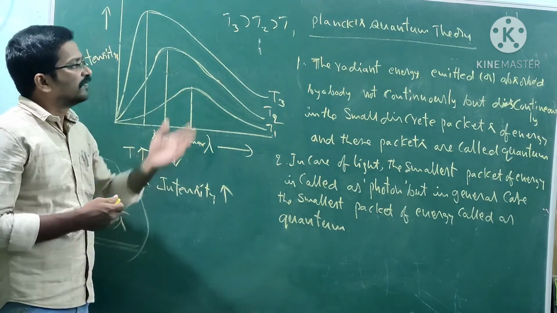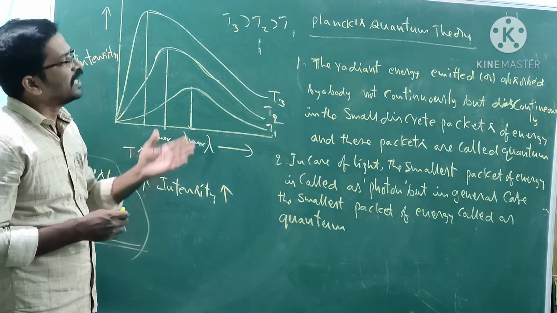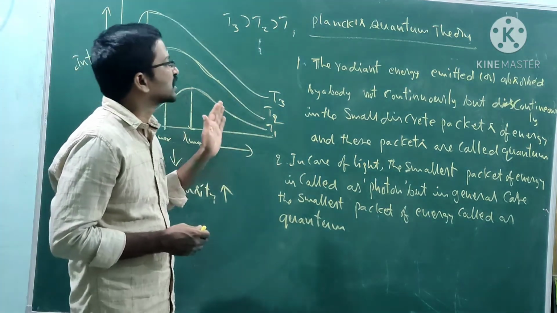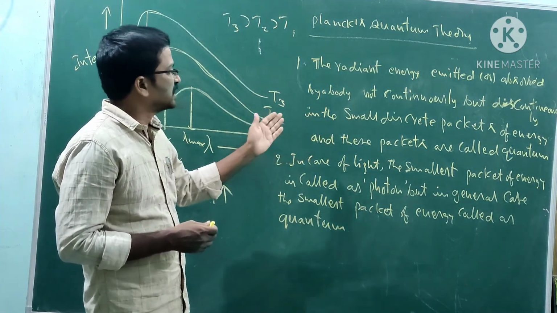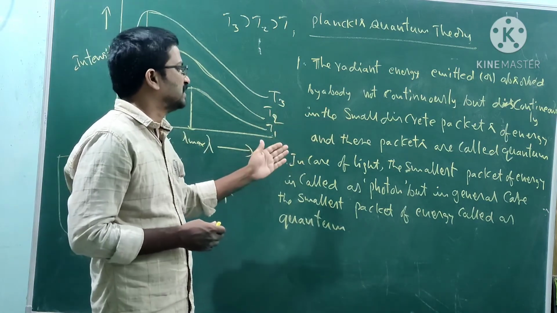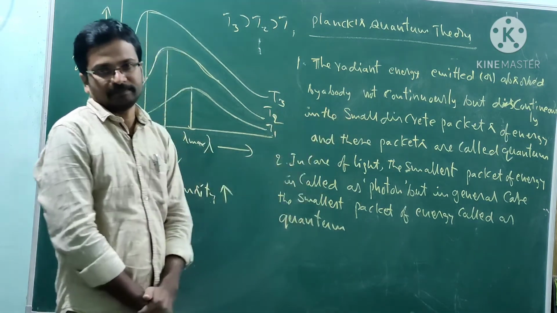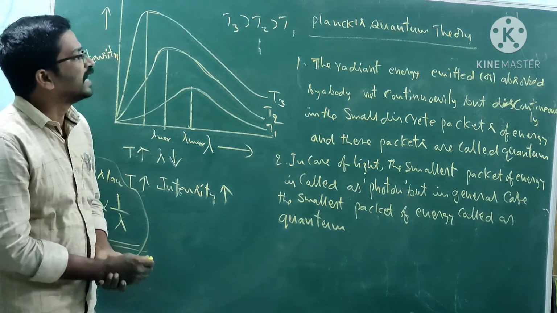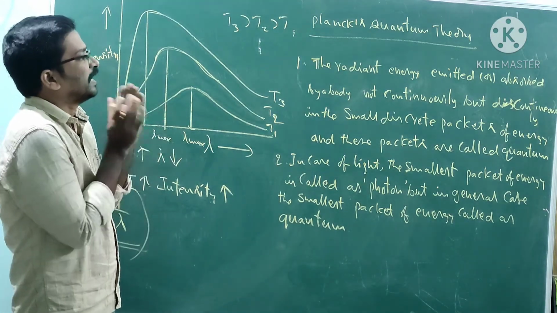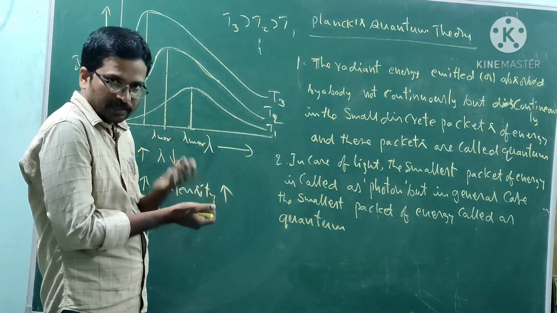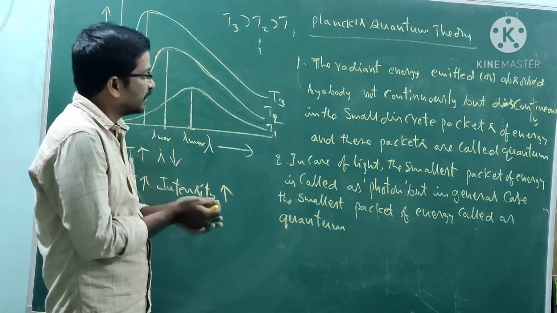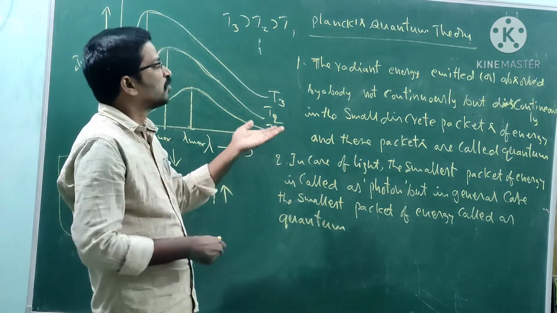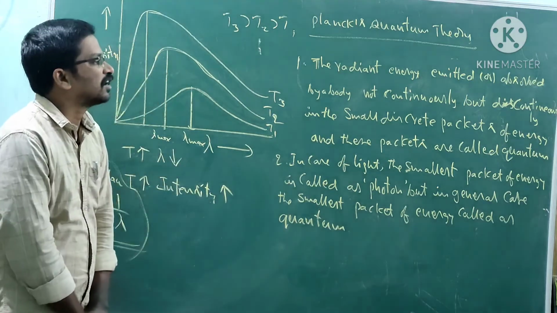He assumed the radiant energy emitted or absorbed by a body is not continuous but discontinuous, in small discrete packets of energy, and these packets are called quantum. The first statement itself indicates this theory: the radiant energy emitted or absorbed by a body is not continuous but discontinuous, in small discrete packets of energy. These packets are called quantum.